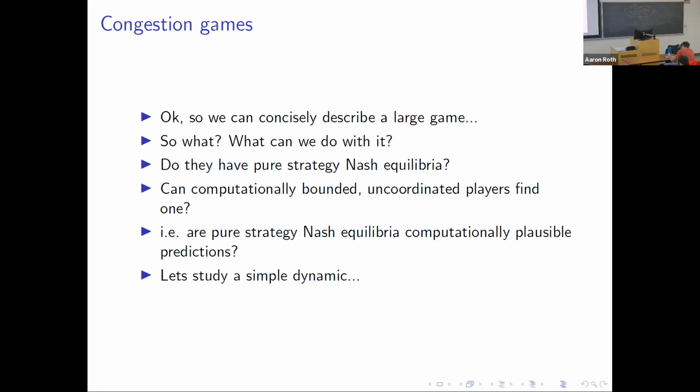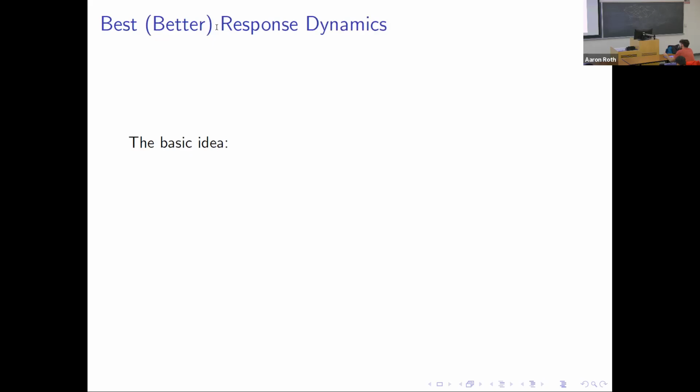And so, right, the question is, can computationally bounded, uncoordinated players find one? Well, what are they going to do? Why don't we start by thinking about a particular simple thing that they might do, and go from there. So I want to talk about something that I'll call better response dynamic, and I'll describe it to you in pseudocode in a moment, but it's a super simple idea. So let me just tell you what it is first.